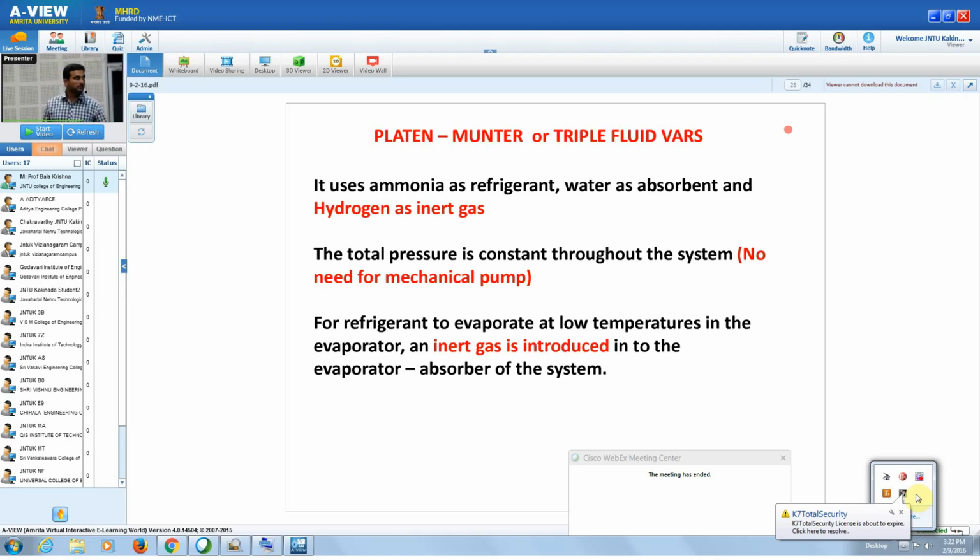Okay, in order to produce the refrigeration, what will they do? They will introduce inert gas into the evaporator absorber system. Once you introduce this inert gas into the system, which is at a larger quantity, what happens? The partial pressure of the previous refrigerant, which is already present in the evaporator, gets reduced. This reduction in the partial pressure of the refrigerant will reduce the temperature of the fluid. This we can clearly see in the actual working.